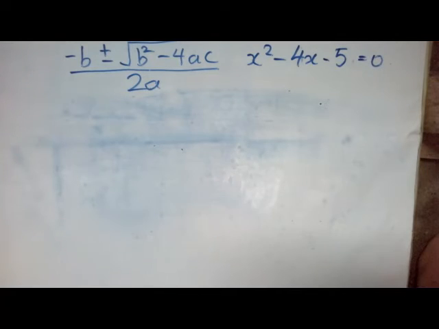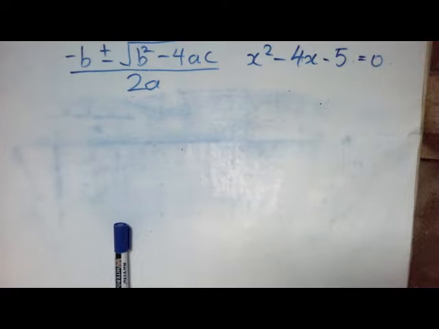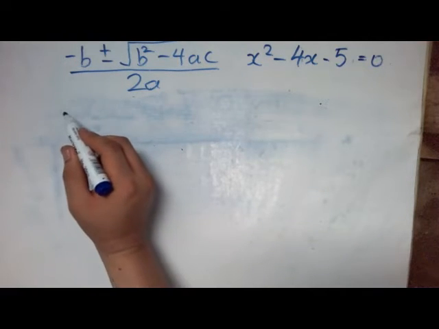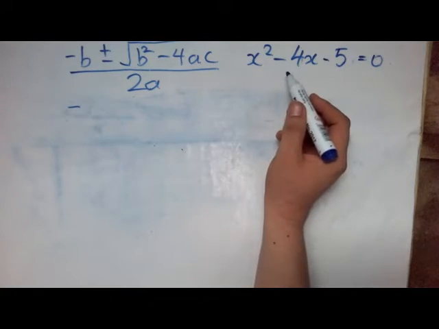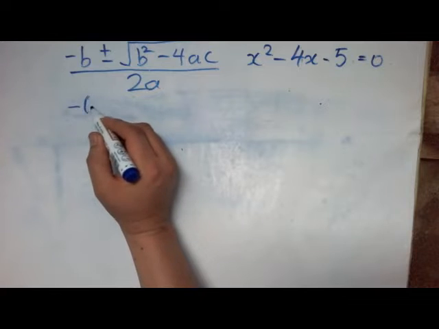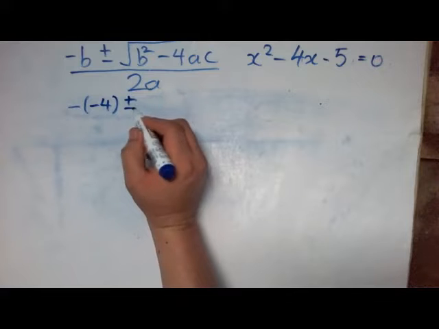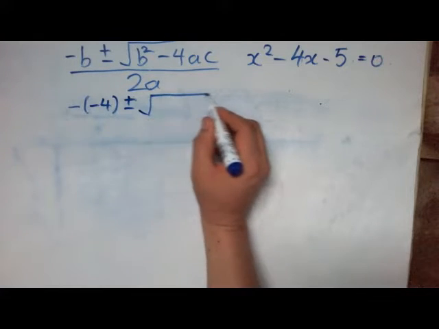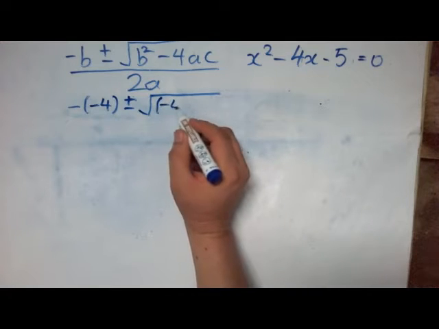So having gotten all we need for this problem, the next thing is simply to solve it. In solving, we'll start as the equation is stated. Now we have minus b. Our b here is minus 4. So we place our minus 4 in the bracket. We state our plus and minus. We state our square root. b squared simply means minus 4 squared.